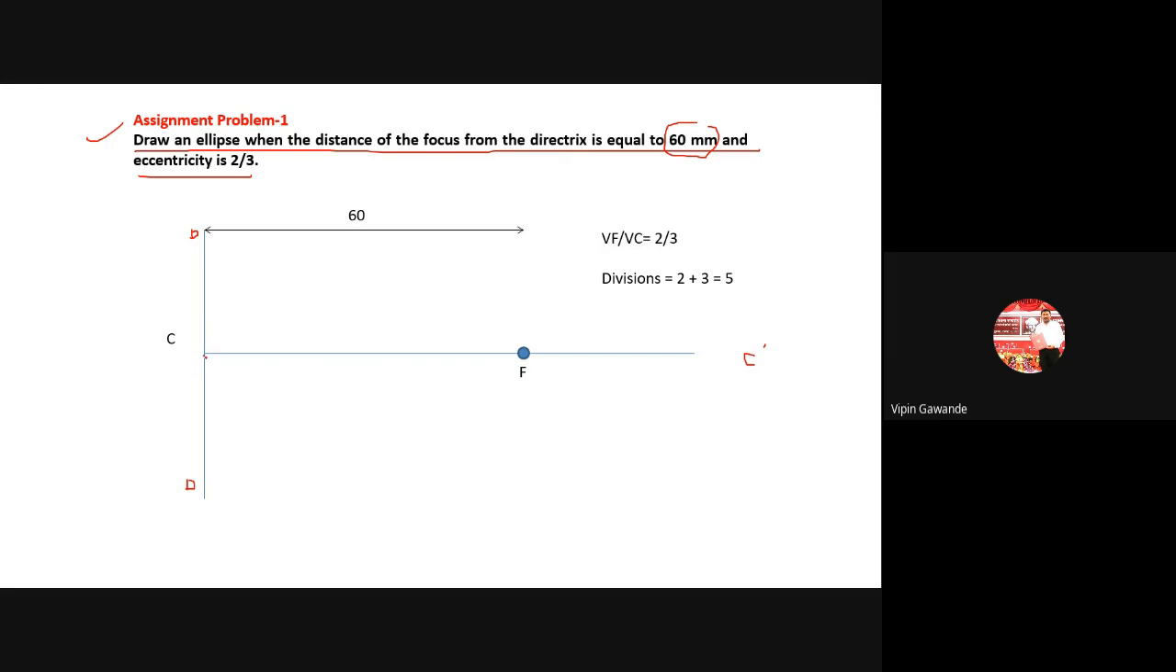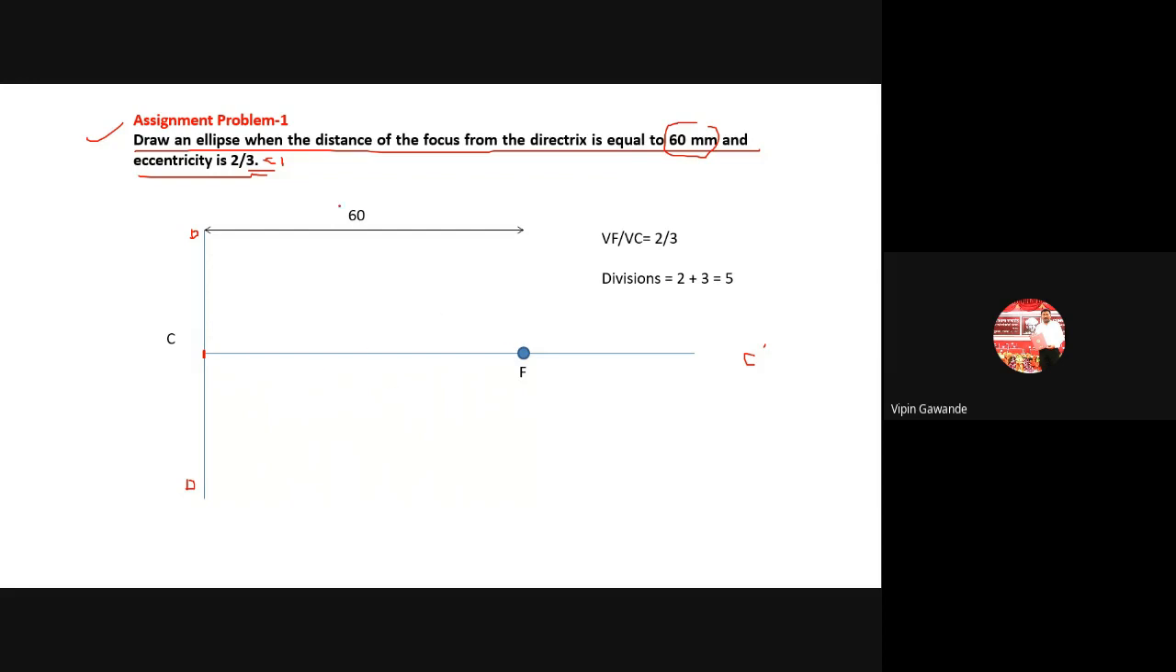Now next step is what? We have to divide this CF into how many divisions? Addition of eccentricity. So what is eccentricity? It is 2 by 3. So 2 by 3 means what? It is less than 1. So we have to draw an ellipse here. Now we have to add this 2 plus 3, that is 5. So number of divisions will be 5 here.